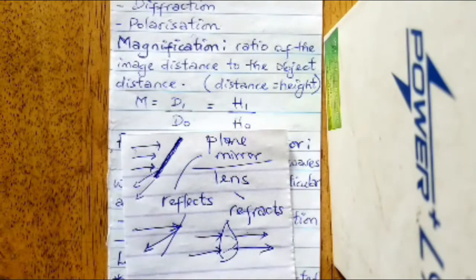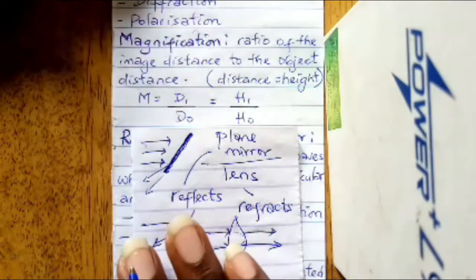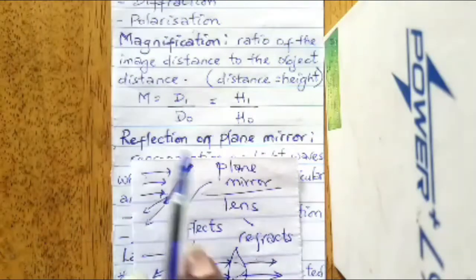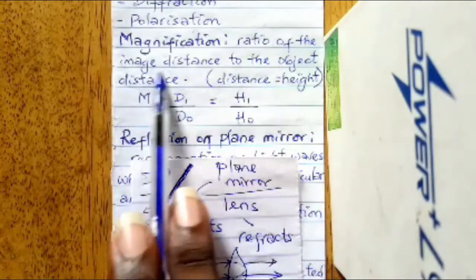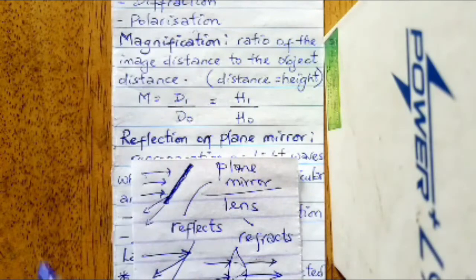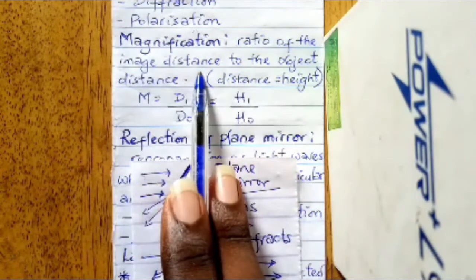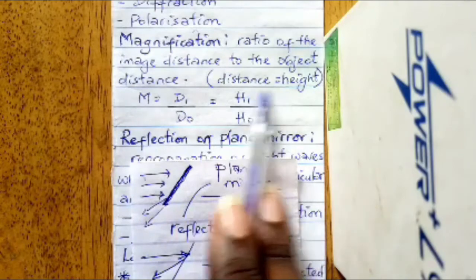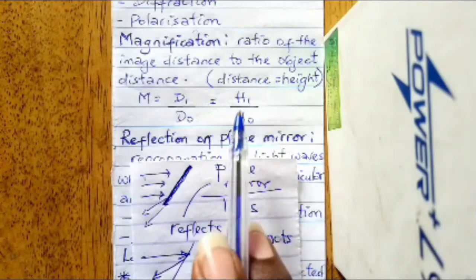So that's the simple difference between a mirror and a lens. But for now, we'll be looking at reflection of plane mirrors. Now, the magnification of a mirror is referred to as the ratio of the image distance to the object distance, or the ratio of the image height to the object height. So that's why I use distance synonymous to height.